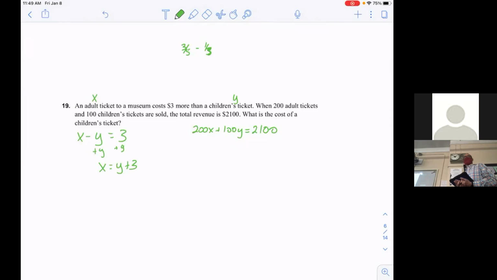Now what? I hope we're engaging here, not just randomly sitting here, letting the day pass me by as I wiggle my pencil on my paper. Put in that equation for the x. Yeah. We know that x is y plus 3, so we're going to take this y plus 3 and we're going to stick it right there.